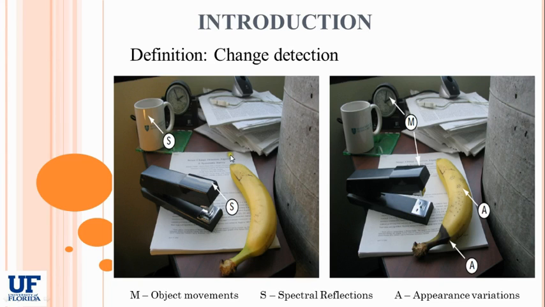Other changes are caused by changes in illumination and light intensity as well as reflections, as you can see here in image 1, and are called spectral reflections, represented by S. And also you could see here variations in appearance on the banana from comparing image 1 and image 2 through the spots that are shown and the discoloration.